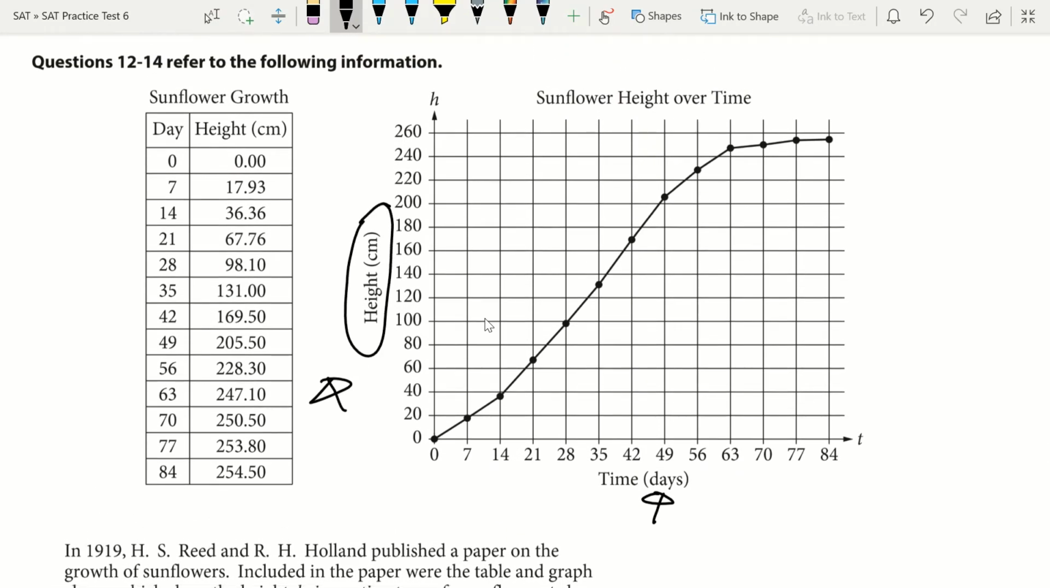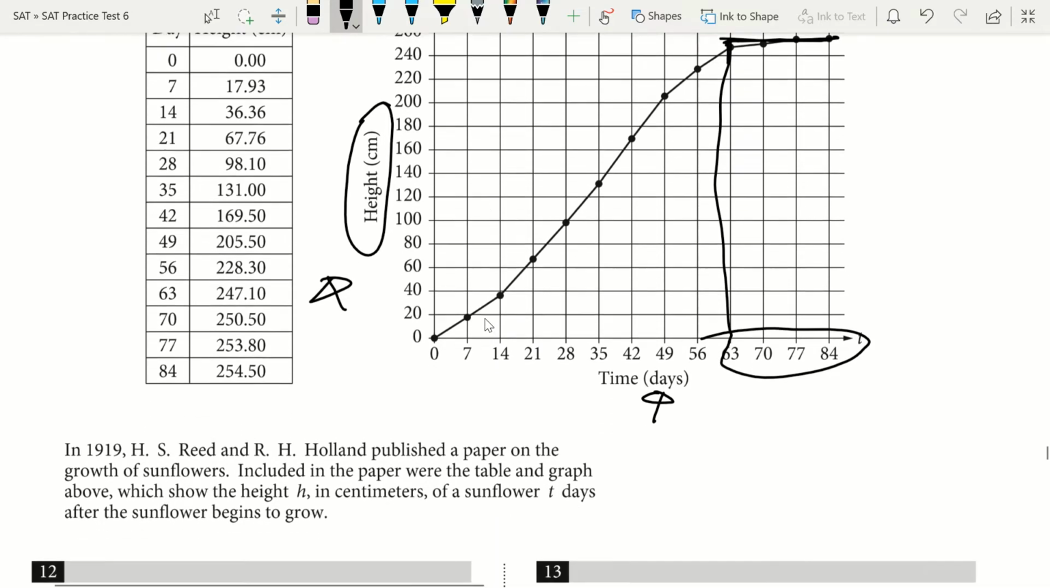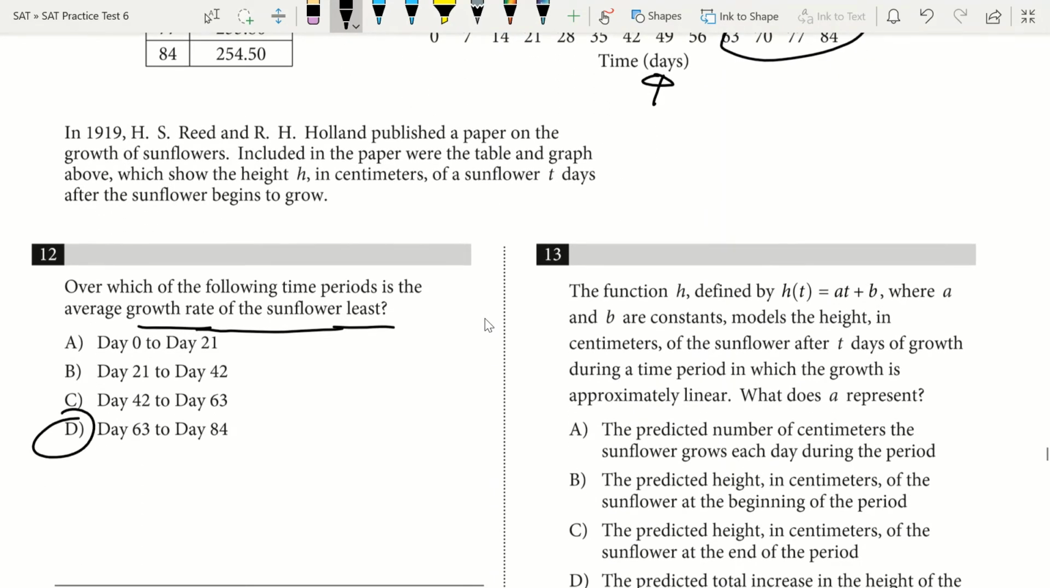So my growth rate really is going to be my slope, right? The higher the slope, the faster my growth rate. The lower the slope, the less we're growing. We see our least growth takes place from 63 to 84 because our slope is flat, which means we're not growing, our height is stagnant. So 63 to 84 will be my answer, D.